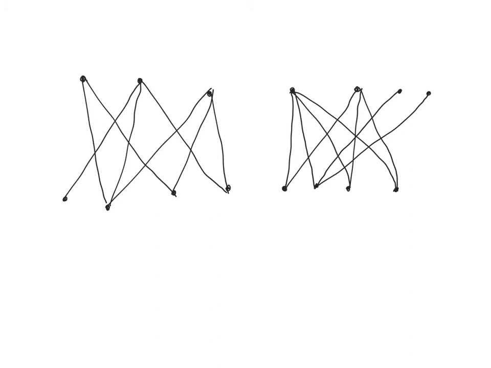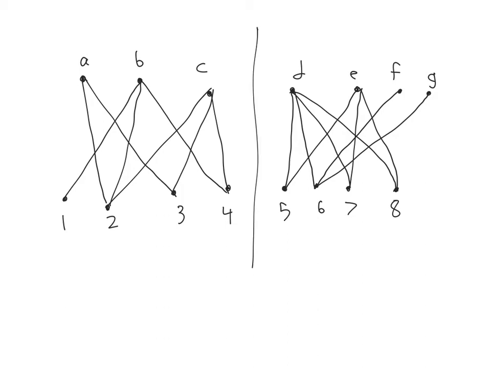So as an example, let's consider these 2 different bipartite graphs. One on the left with vertices A, B, C, 1, 2, 3, 4, and one on the right with D, E, F, G, and 5, 6, 7, 8. Note these are actually being regarded as separate graphs. Now let's try finding matchings.